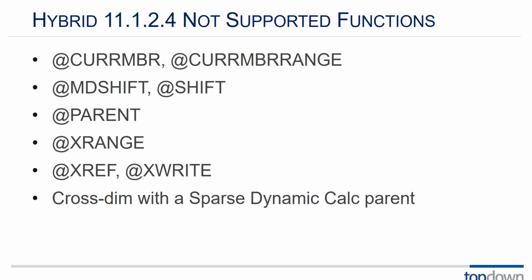Let me ask a question. When you say these things aren't supported, we're used to saying, oh, that's not supported, I can't use this at all. Is that what we're going to find with Hybrid, or are there some intermediate strategies that you could apply, even if you have some of these functions?